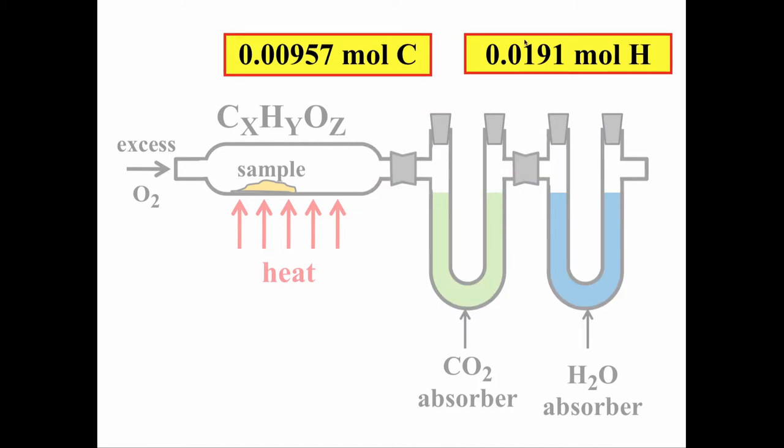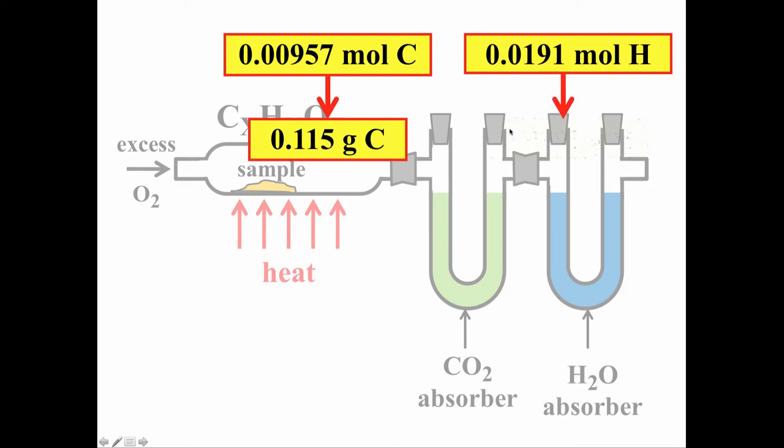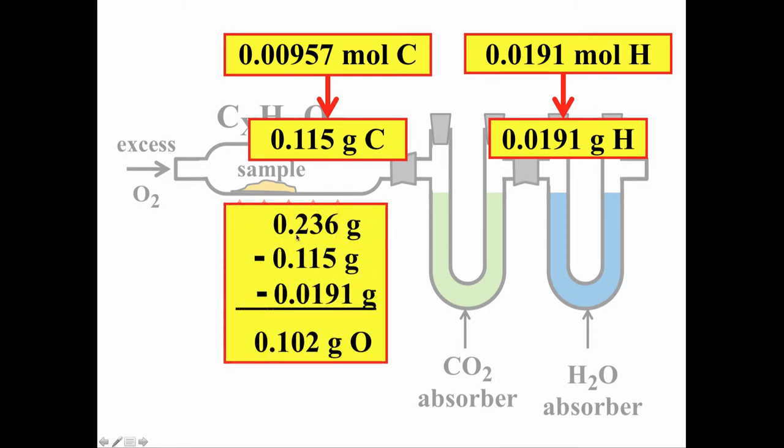Okay, now we note that since we have the moles of hydrogen and carbon, and these came from our original sample, which we know the mass of, we can then determine how many grams of carbon this number of moles is, a simple conversion using the atomic weight of carbon. Same idea with hydrogen, determine the number of grams that corresponds to using its atomic weight. And then we recall that our initial sample was 0.236 grams. We just went through the calculation to find that of that, 0.115 grams are carbon and 0.0191 grams are hydrogen.